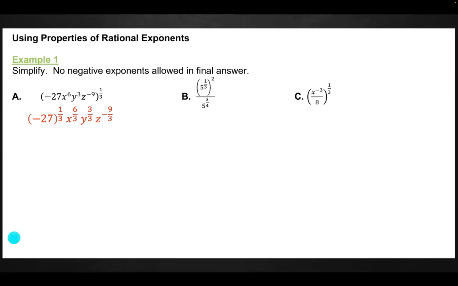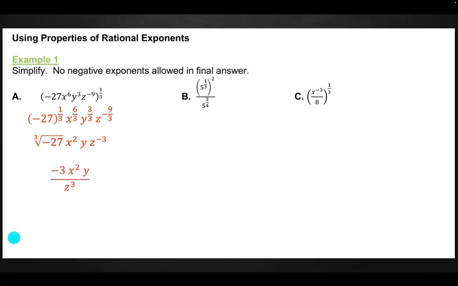I've got x and then 6 times 1/3. And then I have y and 3 times 1/3. And then I have z negative 9 times 1/3. So now notice here we can go ahead and simplify our answer. So I have the cube root of a negative 27 when I rewrite to evaluate that. Simplifying, I have x squared. 3 over 3 is the same thing as 1, or just y. And then I have z to the negative third.